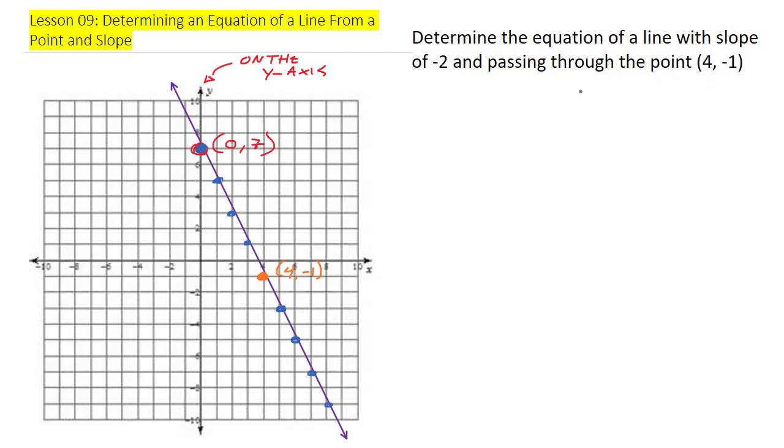Okay, so here we go again. We're going to get the same answer we got before, but I'm going to show you how you could do this without a graph. So we start the same way. y = mx + b, m and b. Now, we know what m is. We already have it in our question.